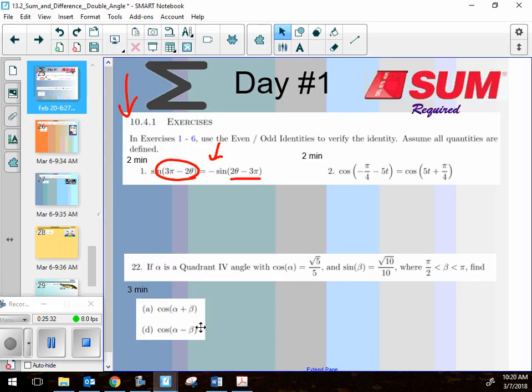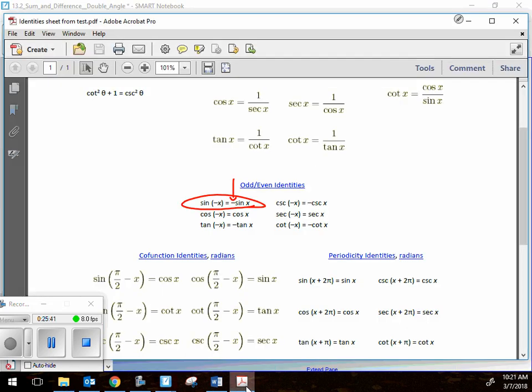I've got to look at the directions, and it says use the even/odd identities. Oh, if it says I have to use the even/odd identities, I guess that's this one. That must be the one I should use. Do you get how there were 3 things that caught my eye on the sheet? And that's how you're going to have to fight through it, too. They said in the directions, use the even/odd. Oh, so these are the even/odd identities. I have to use this one.